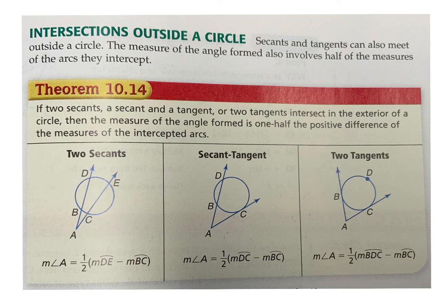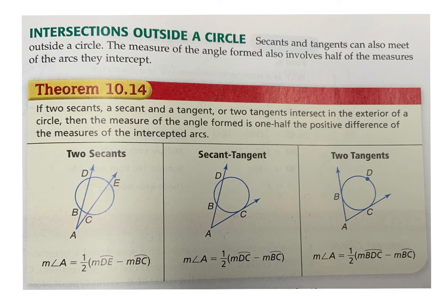So secants can actually intersect outside of the circle. Tangents and secants can meet outside of the circle as well. So you have these options. You have two secant lines where they cut through the circle at 2 points, but they meet outside of the circle. So the vertex of the angle formed is outside of the circle.